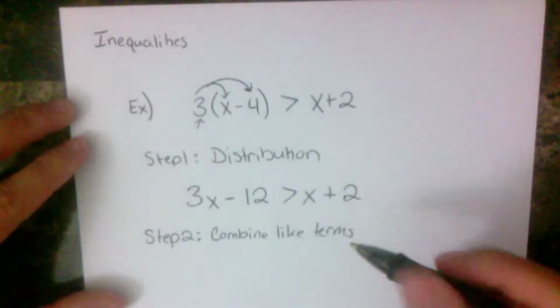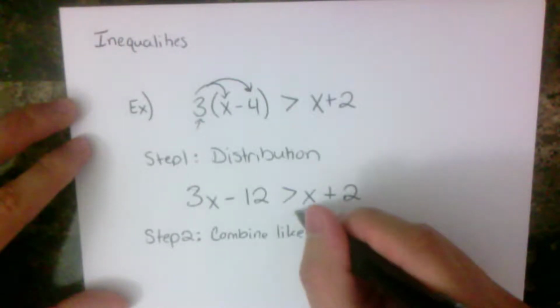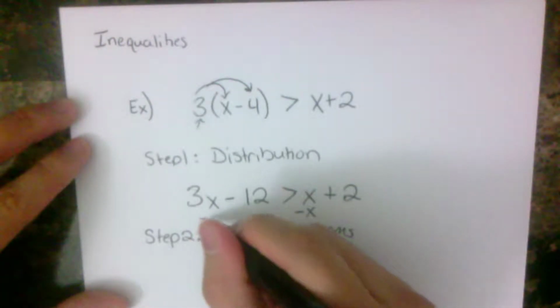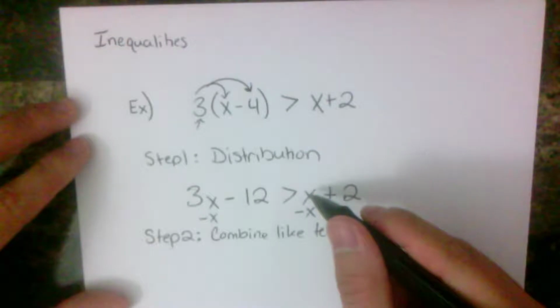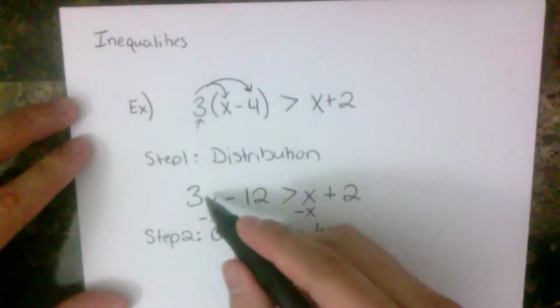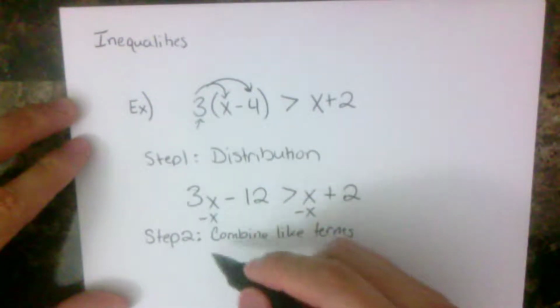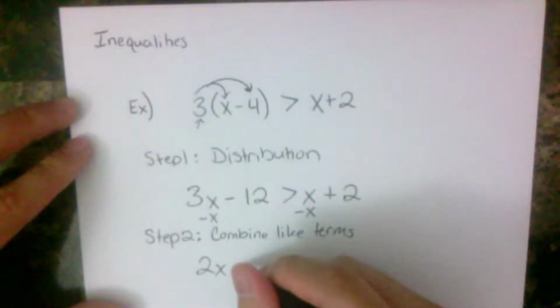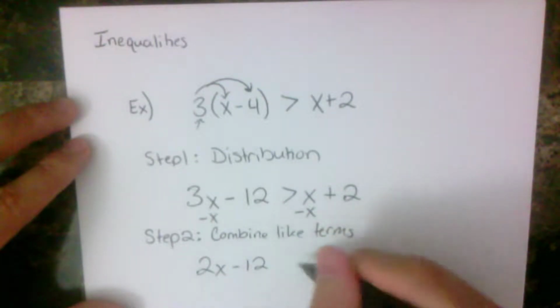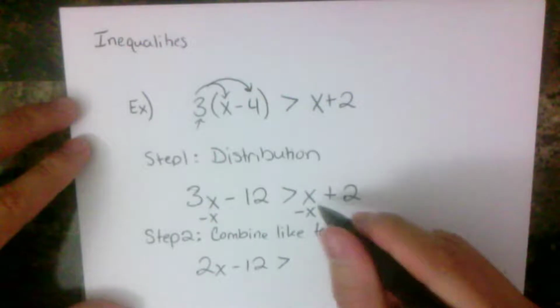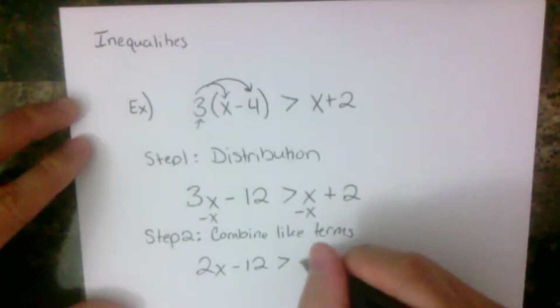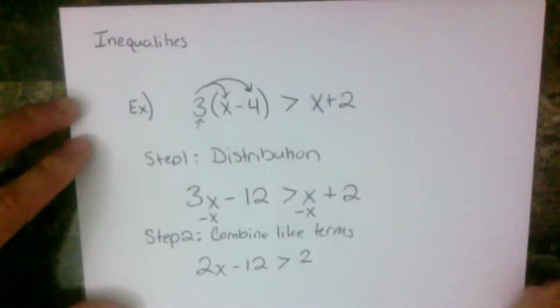So what I'm going to do is subtract this x. Okay. So if I subtract the x, x minus x is going to cancel out. 3x minus 1x gives me 2x left over. Bring down your minus 12. The greater than sign, and then remember those canceled out, so you've just got a plus 2 over here. Plus 2, sorry about that. There you go.